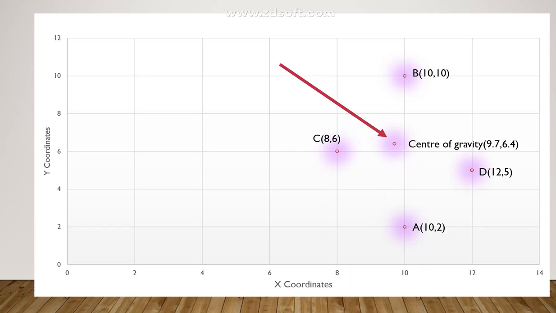So this method will help us to get that resultant where we can select the right location in order to set up our plant location. Okay, this was all about the center of gravity method.